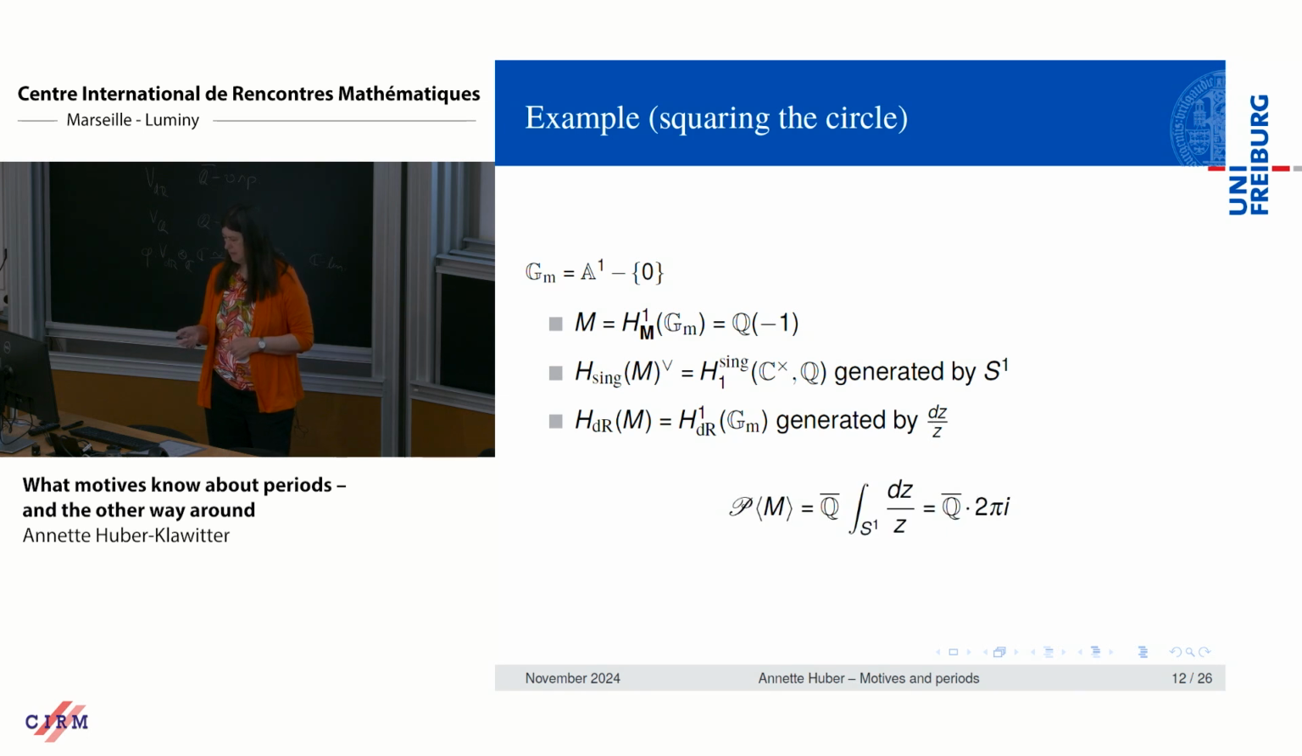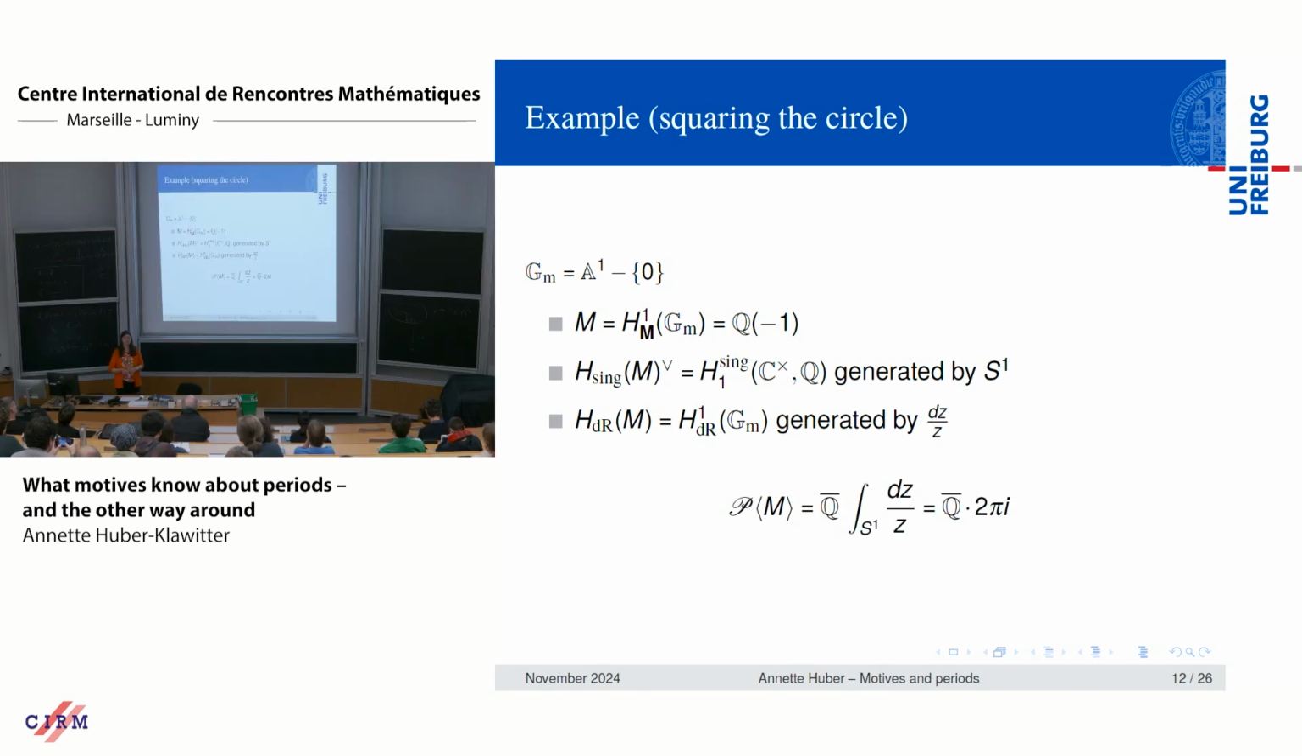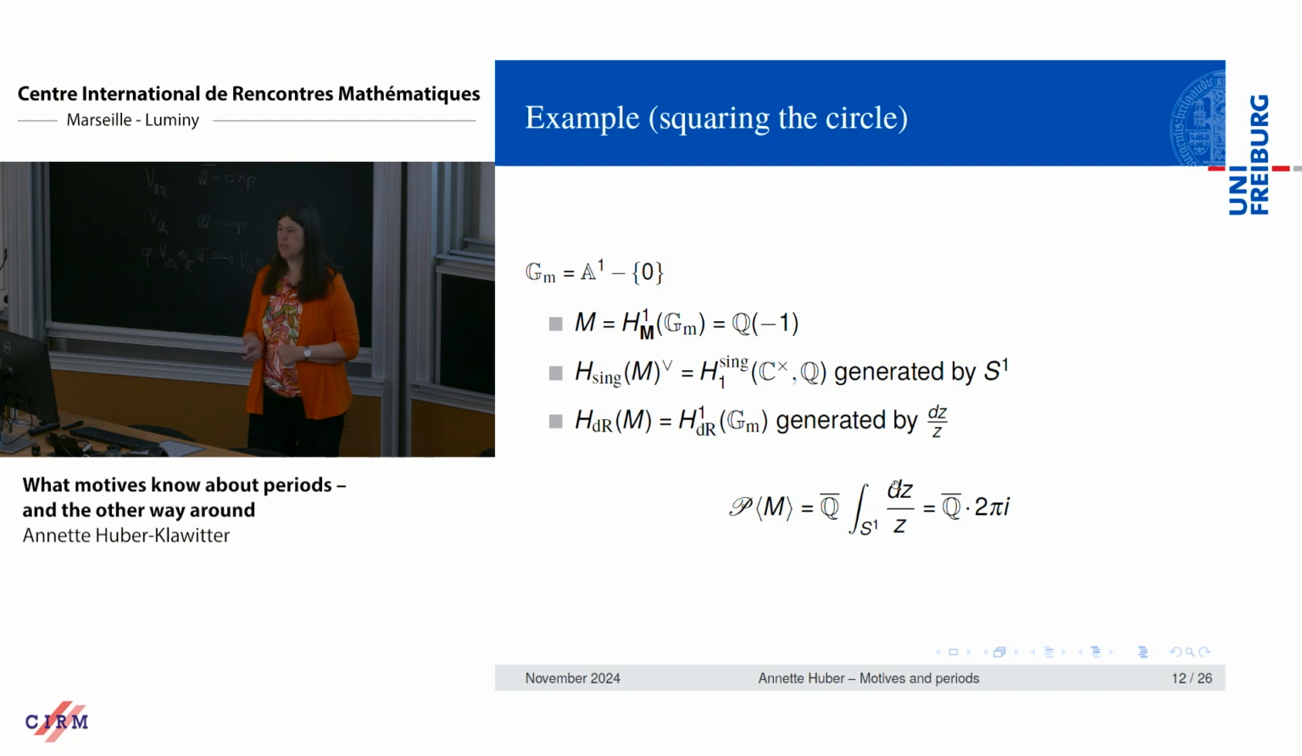And then you look at the period space. By definition, that's now the Q-bar vector space spanned by the entries of the period matrix, or by the image of the period pairing. So the period pairing has the multiples of this period integral, dz over z, and we agreed that this is 2 pi i. So in this case, the periods of this particular motive are the multiples of 2 pi i.